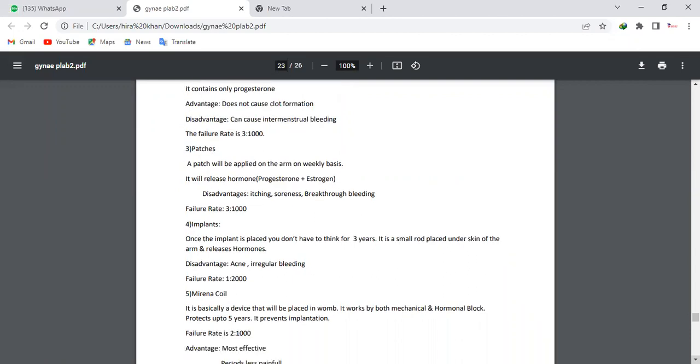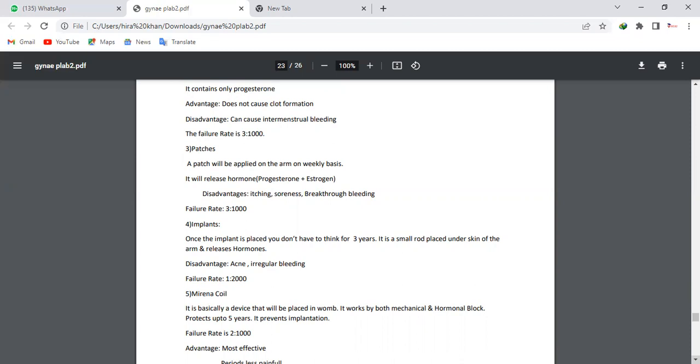The other option is implants. Once the implant is placed, the good thing is you don't have to think for 3 years. It is basically a small rod placed under the skin of the arm, and it releases the hormones into the blood from time to time. It is a very good way to prevent conceiving. But the disadvantage is it can also cause irregular bleeding and acne, and it does not protect from sexually transmitted infections. And the failure rate is 1 in 2000. All right, what do you think about that?